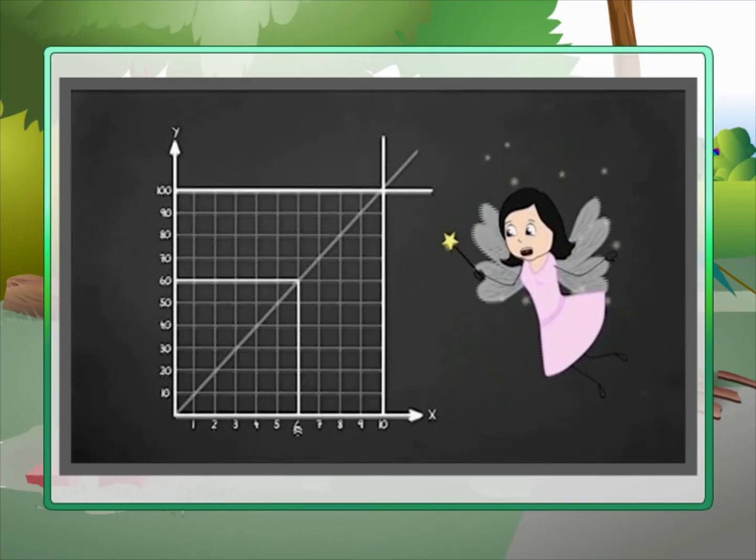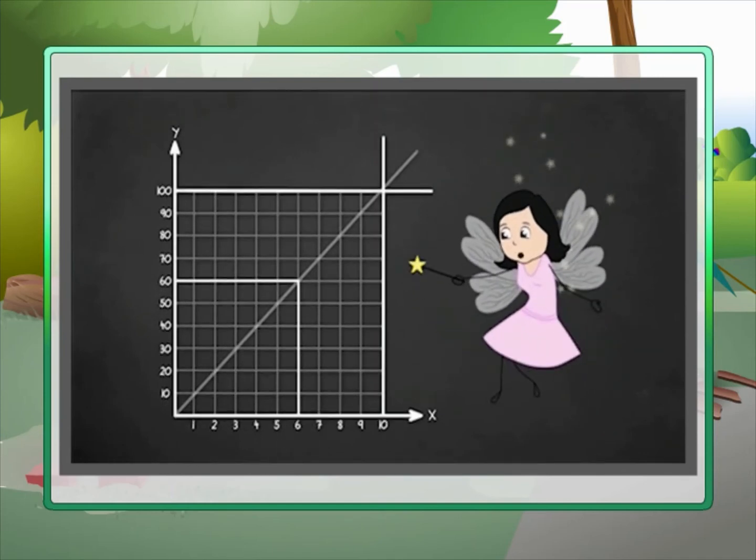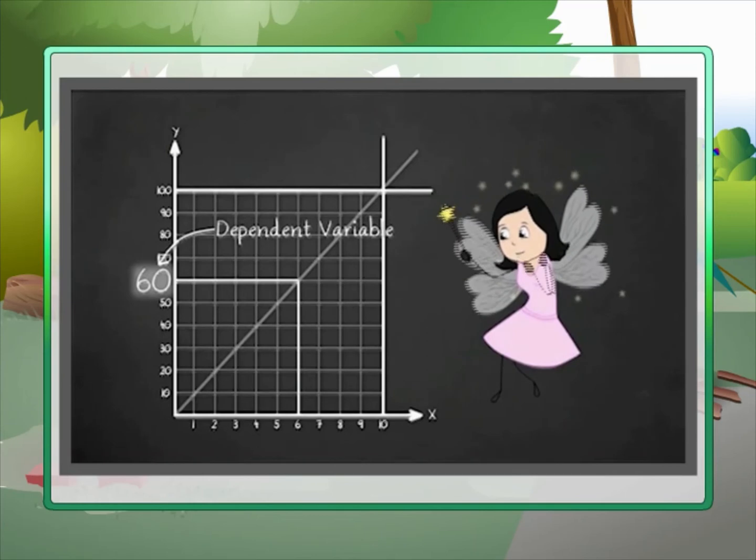Here the number of minutes you can speak is called the independent variable. The cost of phone call per minute is called the dependent variable.